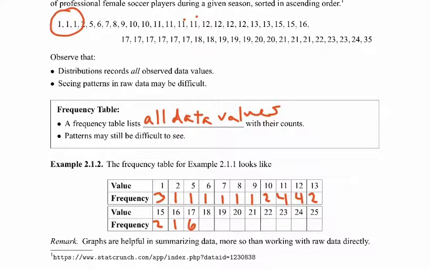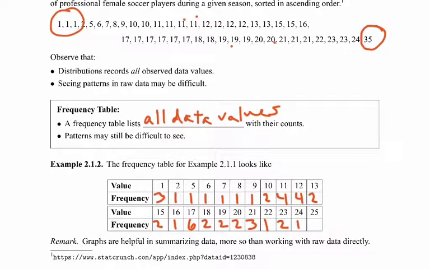18 won 2 players, and then 19, we've got 2 players, and then 20, we've got 2 players, 21, we've got 3 players, and then 22, we just have 1 player, 23, we've got 2 players, and then 1 for 24 games. And actually, I think there's a typo here. The highest number of games one of the players played was 35.